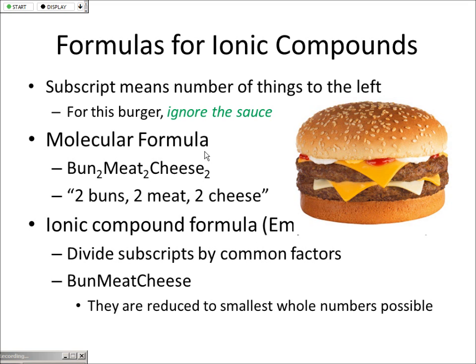That's the molecular formula. If this was a molecule, that would be how I would write it. If this was an ionic compound, I would write the empirical formula. I would actually divide the subscripts by common factors. Because there's 2 buns, 2 meat, and 2 cheese, that's a ratio of 1 bun to 1 meat to 1 cheese. So sometimes you'll see both, like a salt that people will reduce beyond its molecular formula to an empirical formula.